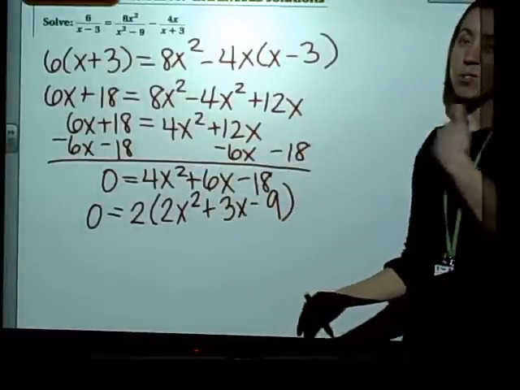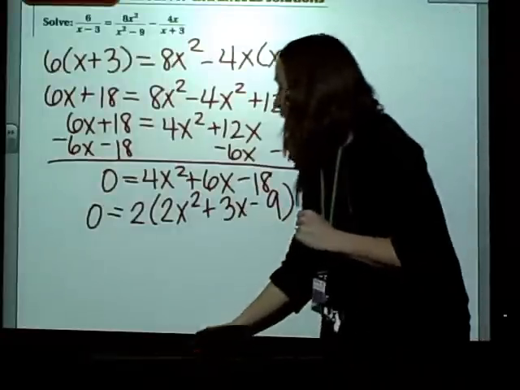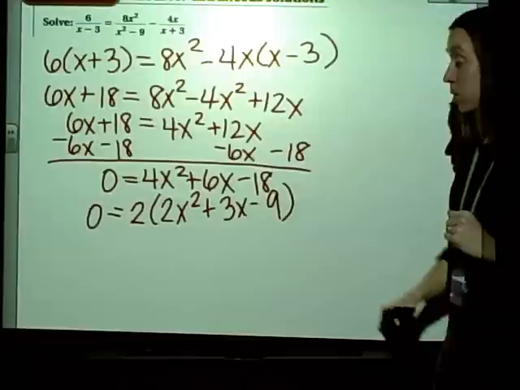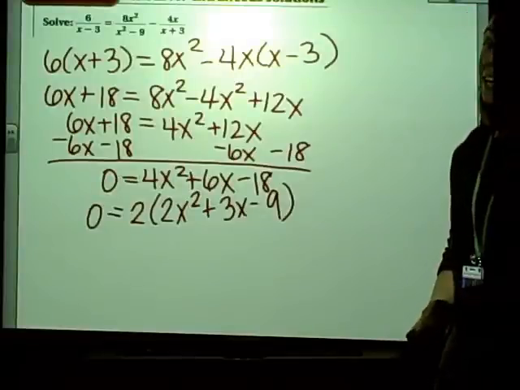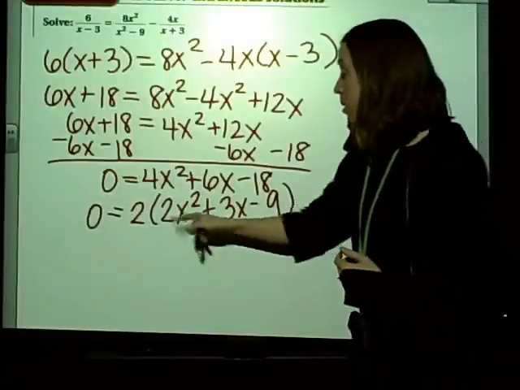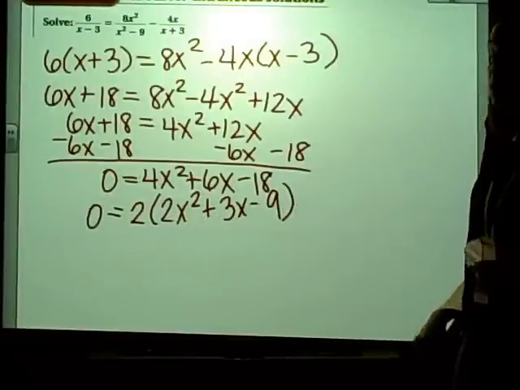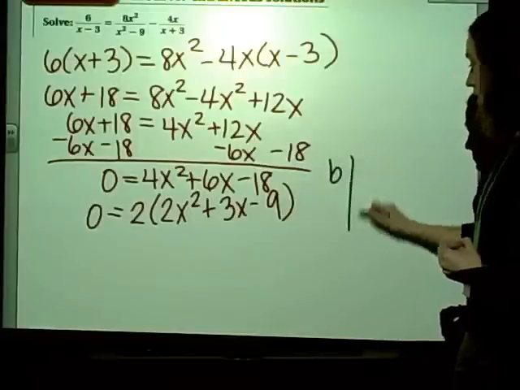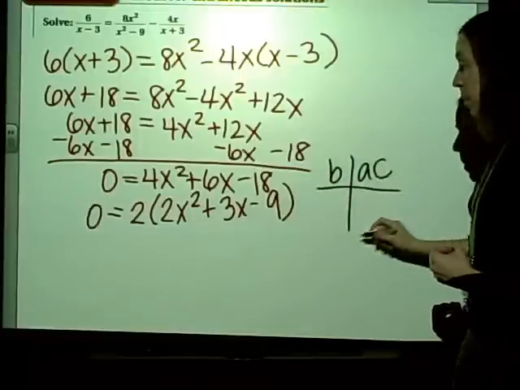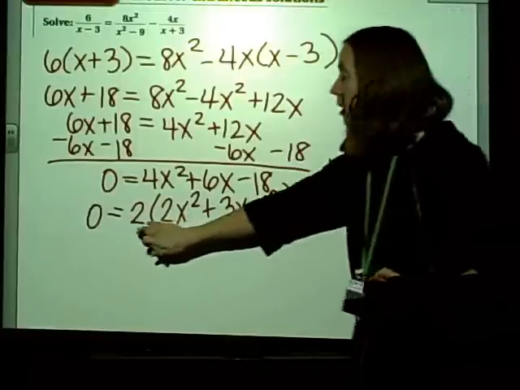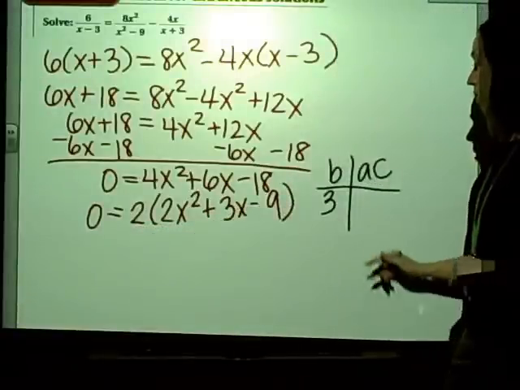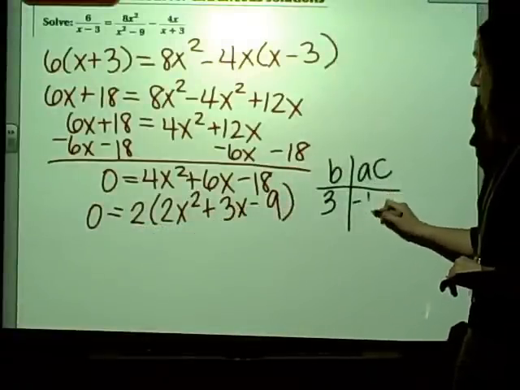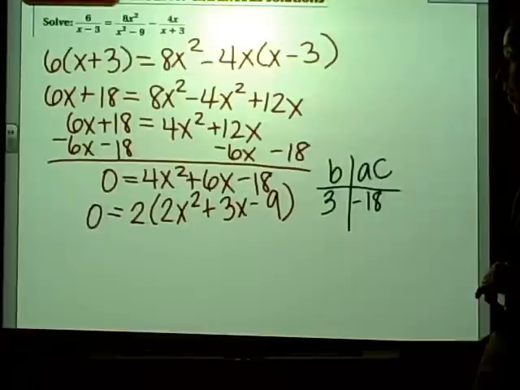And you guys know it kind of drops off the face of the earth there. Okay, so now we have to factor what's inside the parentheses there, and there is a number in front of x squared, so I need to use that BAC chart. My B value is 3, and remember, we're ignoring that 2. It kind of divides out. My A times C value is negative 18. So I need factors of negative 18 that are going to add up to 3.